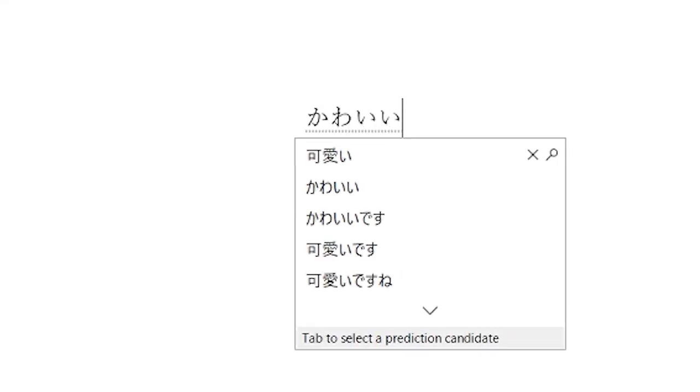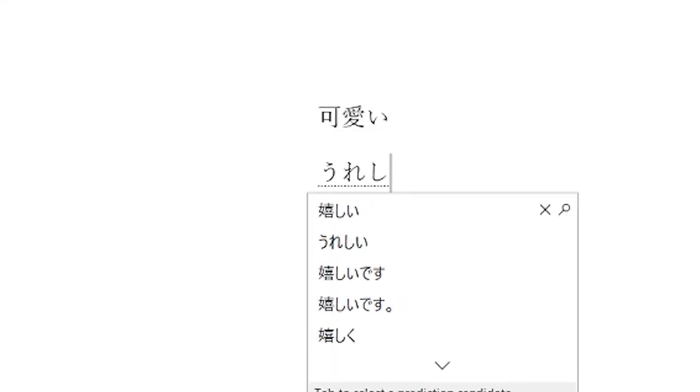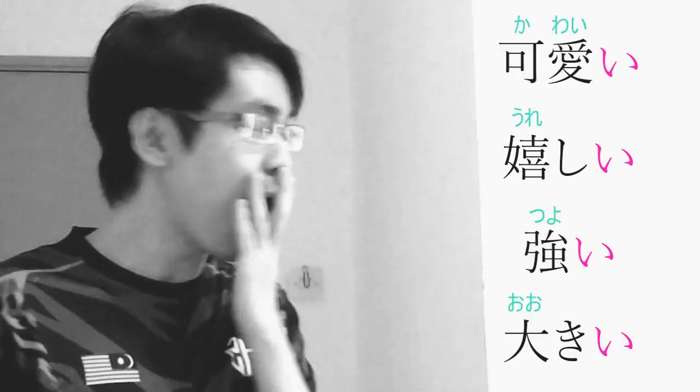What about i-keiyoushi? Kawaii, ureshi, tsuyoi, ooki. Oh! There's i! So what have we learned today, kids?